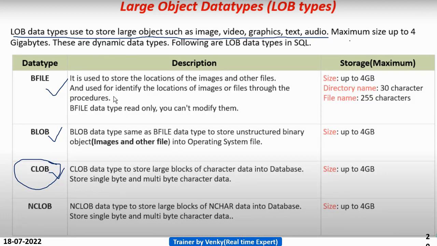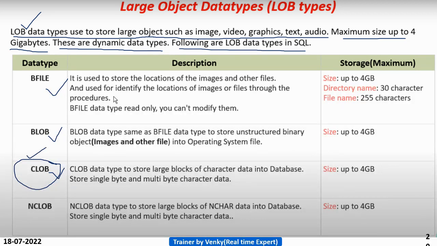So the maximum size is 4 gigabytes, 4 GB. By using LOB objects, we can store a maximum of 4 GB of data. So these are dynamic data types. You know, right, what is static, what is dynamic? We have already discussed. So the following LOB data types are in SQL.